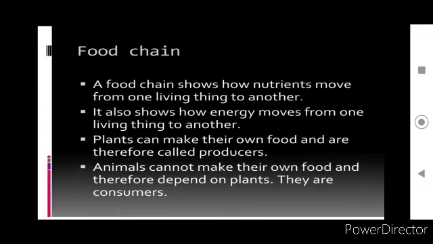In the food chain, what are we learning? A food chain shows how nutrients, meaning the essential things present in the food, move from one living thing to another, and also how energy moves from one living thing to another. Plants can make their own food and are called producers. Animals cannot make their own food. They depend on plants. They are called consumers.